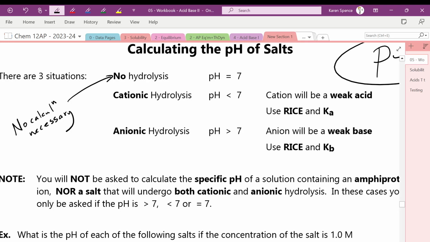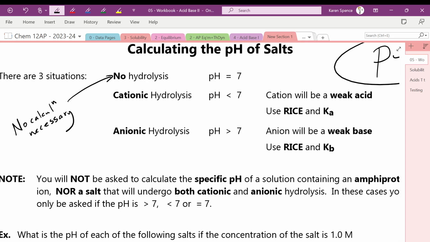Cationic hydrolysis. So the cation will be a weak acid. You're going to use RICE and Ka. Anionic hydrolysis. It's going to be a weak base. You'll use RICE and Kb because you will not be given a calculate pH for an amphiprotic.